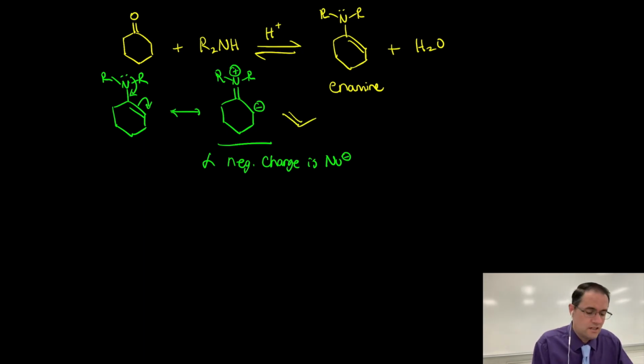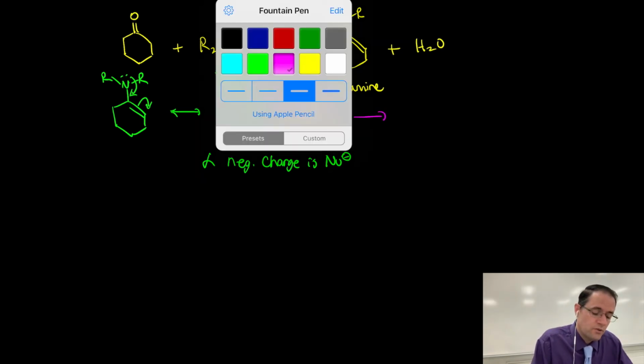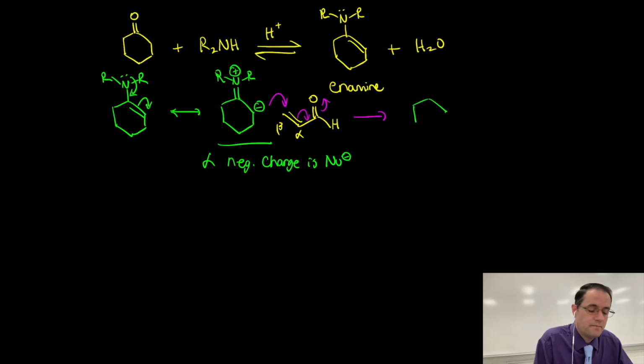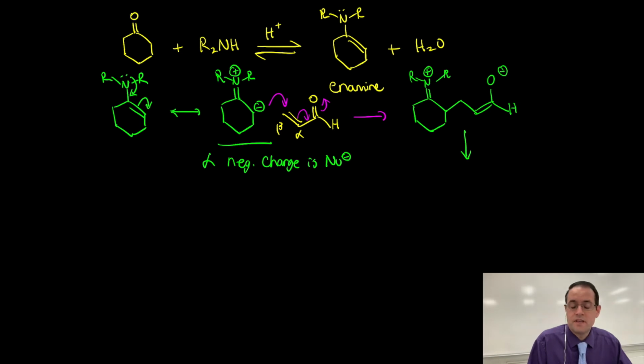I wanted to do an aldehyde, so I'll do an aldehyde here. Okay, there's my aldehyde. Here's the alpha, here's the beta. So I'm going to grab those electrons and attack the beta carbon and move the electrons as we normally would, towards a more electronegative atom. And what we get here is this guy here. And then we treat this with H3O plus, okay?